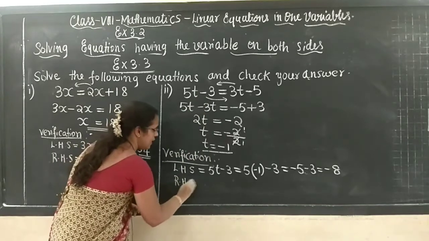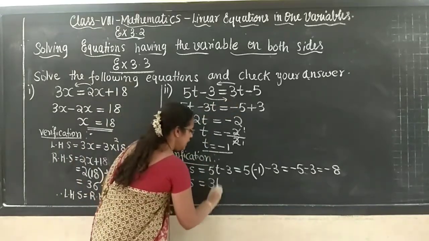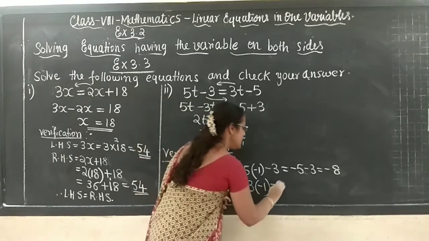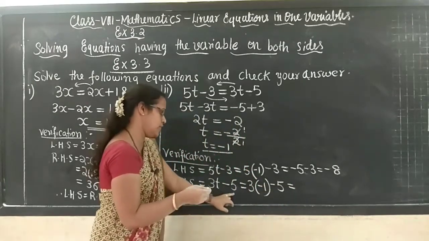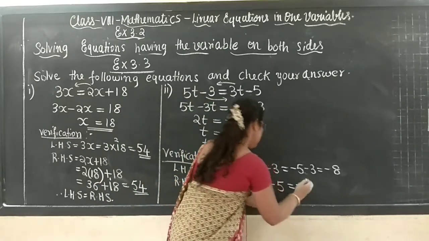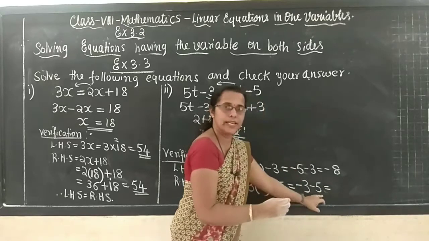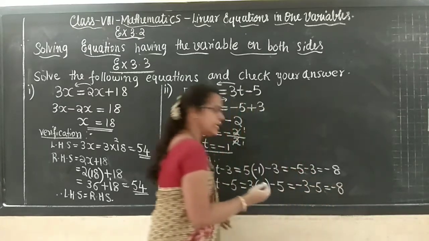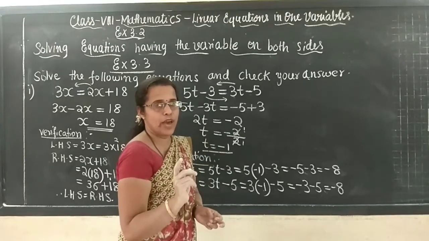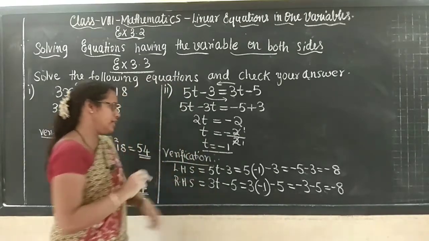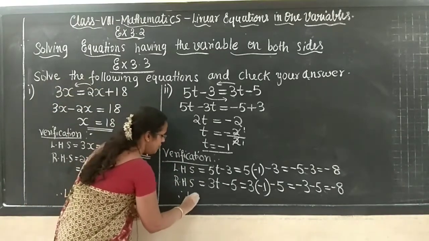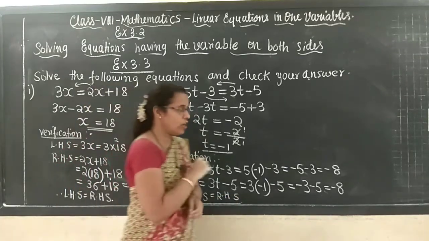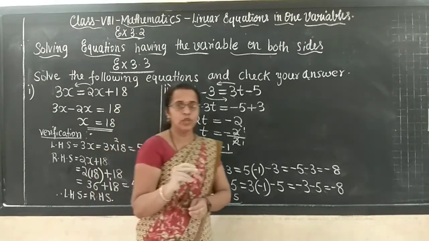Okay, right hand side. Right hand side is this. 3t minus 5 is equal to 3 into minus 1 minus 5. So 3 into minus 1 minus 5. 3 1s are 3, minus 3 minus 5. So minus 3 minus 5 is how much? Both are minus, 3 plus 5 is 8, and the sign is minus. Is it okay? Hope you all understood and it is verified. So here, left hand side is equal to right hand side. Okay, children, that's all about this problem. Now let us move to the next problem.